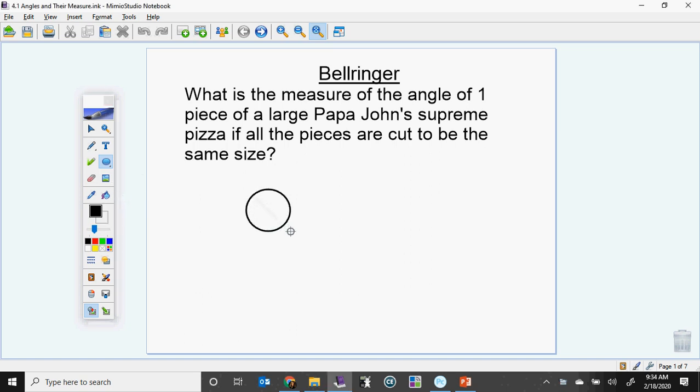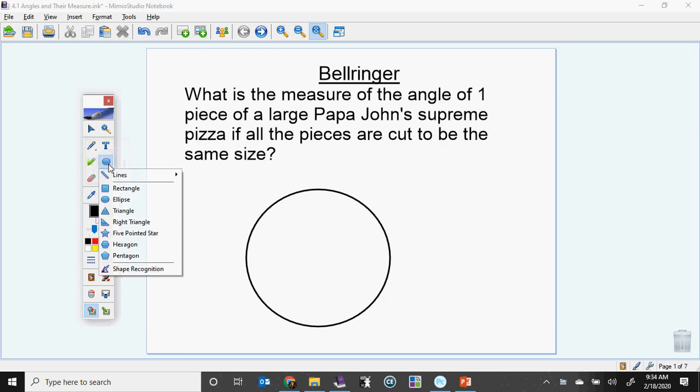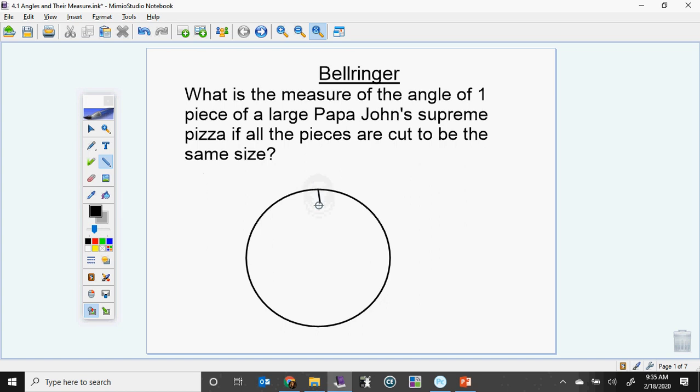Alright, so I'm trying to draw our pizza. Okay, so we have a large Papa John's Supreme Pizza. I've changed the wording on this several times over the years because students are always asking more specifics, so that's why it seems very oddly specific, way more so than needed.